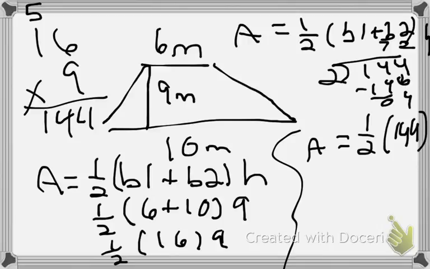So now I know that 144 times 1/2 is 72. Because as I've just shown, knowing that they are the same thing, when I divide 144 by 2, I get 72. So my final answer is that the area of this trapezoid is 72 meters squared.